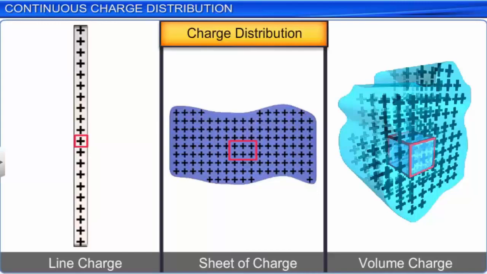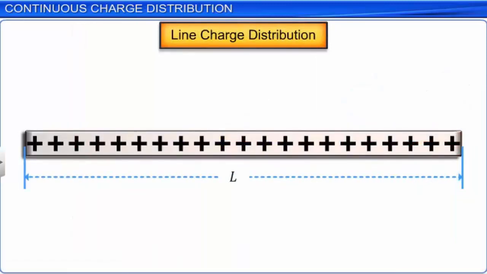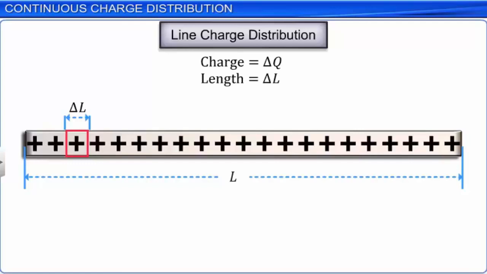Let us look at a line charge distribution of length L carrying a charge Q as shown. If we consider a small element of such a charge distribution having a charge delta Q and of length delta L, the linear charge density lambda of such an element is equal to delta Q by delta L, since it is the charge per unit length. The SI unit of linear charge density, lambda, is Coulomb per meter. It is a scalar quantity.